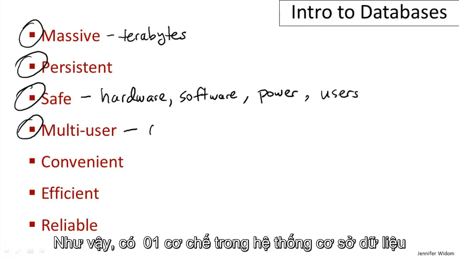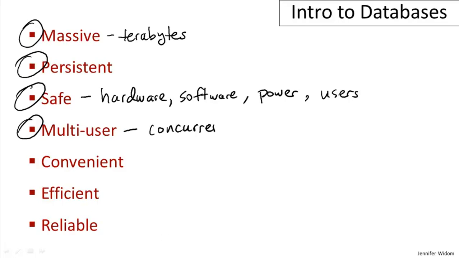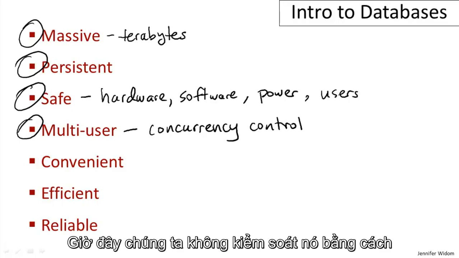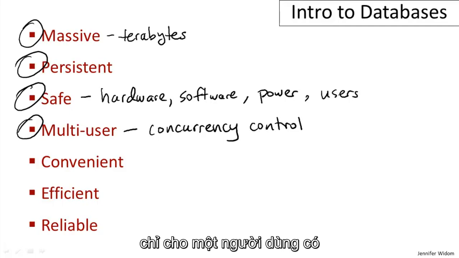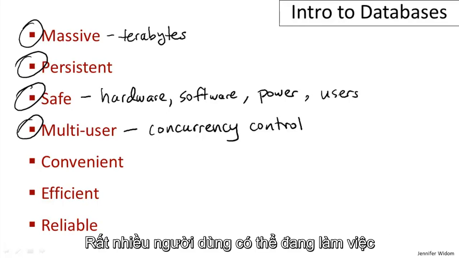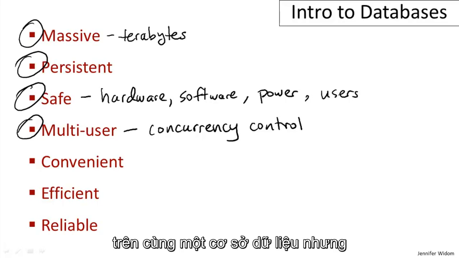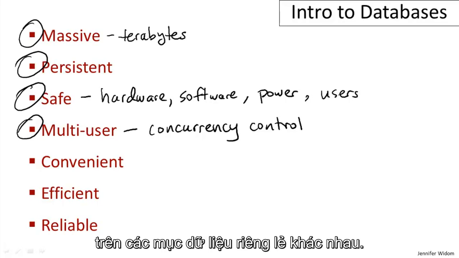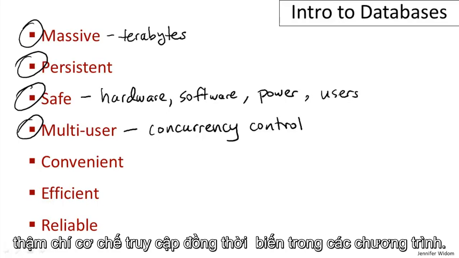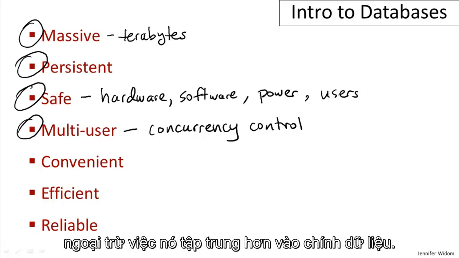So there are mechanisms in database systems called concurrency control. And the idea there is that we control the way multiple users access the database. Now, we don't control it by only having one user have exclusive access to the database, or the performance would slow down considerably. So the control actually occurs at the level of the data items in the database. Many users might be operating on the same database, but be operating on different individual data items. It's a little bit similar to, say, file system concurrency or even variable concurrency in programs, except it's more centered around the data itself.